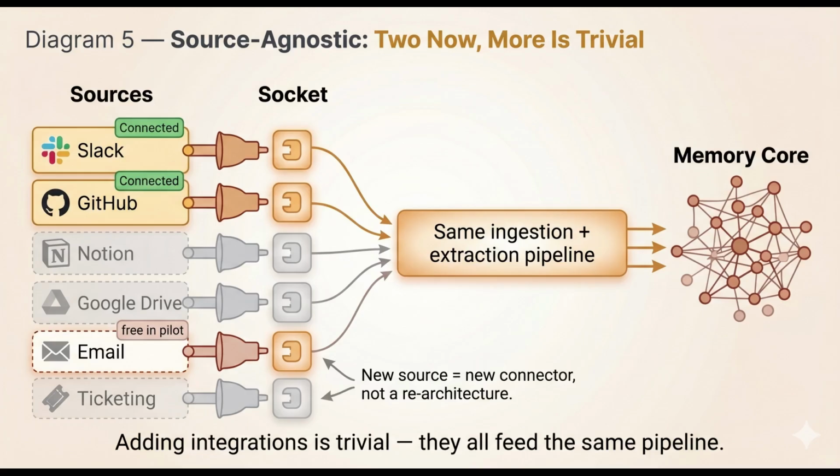2 is the pilot number, not the ceiling. The pipeline is source agnostic by design. Everything that comes in, regardless of where it's from, passes through the exact same ingestion and extraction path. That means adding a new source, Notion, Google Drive, email, a ticketing system is not a re-architecture. It's a new connector feeding an existing pipeline. Adding integrations is trivial, and that matters for the next part.